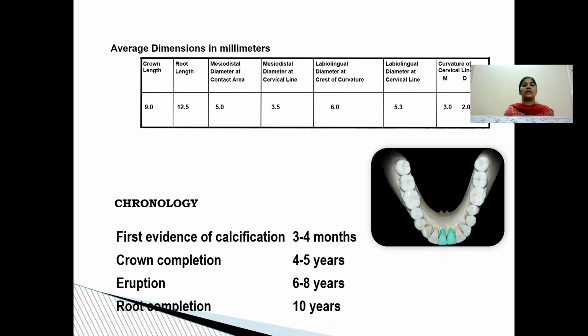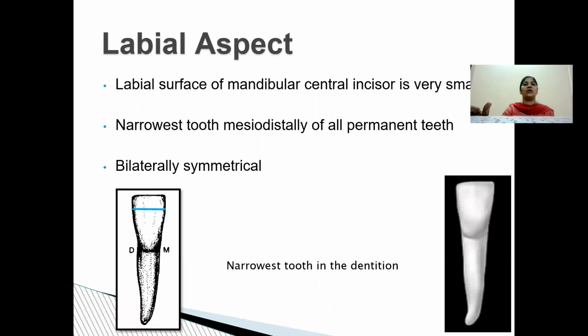Coming to the chronology of the tooth, first evidence of calcification is seen around the age of 3 to 4 months. Crown is completed around 4 to 5 years, and the tooth is erupted in the oral cavity around 6 to 7 years, and the root is completed 3 years later, that is around 10 years of age. So these are the dimensions and the chronology of the tooth. Now we see each aspect in detail.